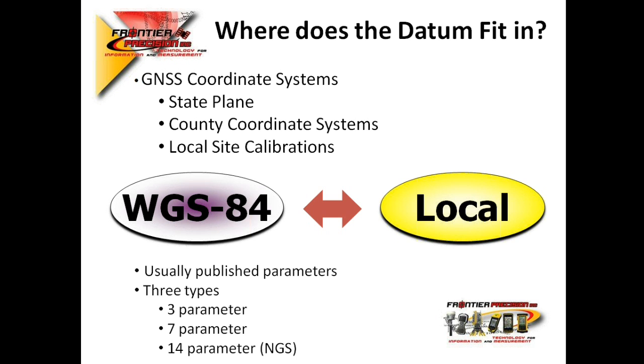We need to localize that ellipsoid, and that's done with this datum transformation. And usually it's a published value, and it usually is either a 3-parameter or a 7-parameter, which is supported by the Trimble software, or even up to a 14-parameter, which NGS uses with the latest 2011 datum.